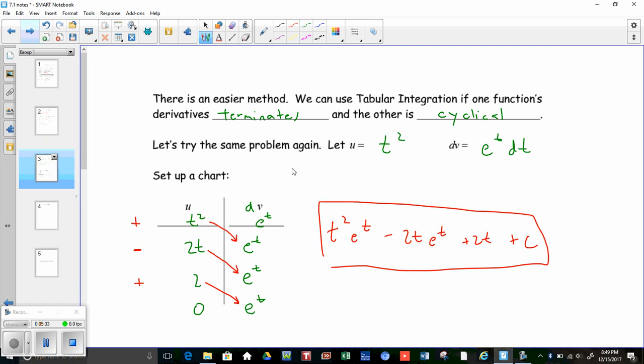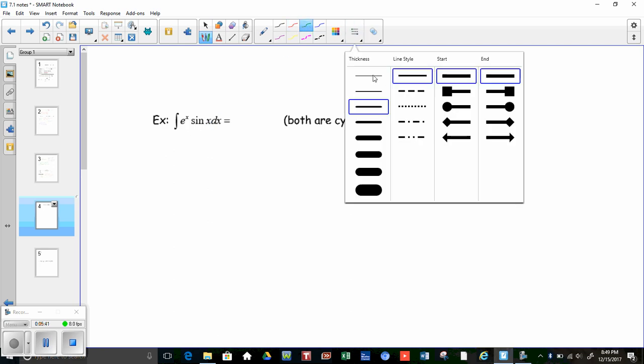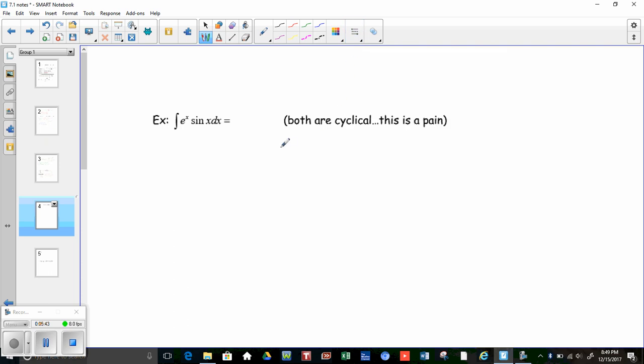Okay. Next example. So now we're going to have the integral of e to the x sine of x dx. Now, the biggest thing with this one is that both of these are cyclical functions. So we cannot use tabular integration because the derivative of e to the x is going to keep being e to the x. The antiderivative of sine of x is going to cycle every 4 times back to sine of x. Or if you flipped them, it would be the same basic idea. So that's not going to work. It's a little bit of a pain to do this one, but you'll see hopefully in the end what you're looking for and how it works.